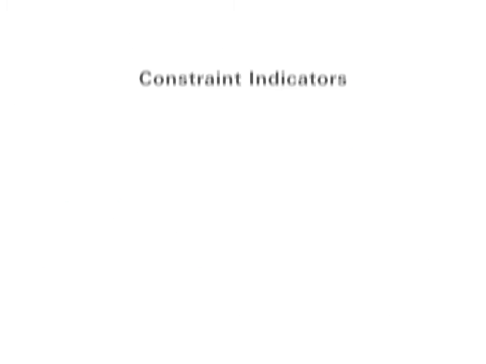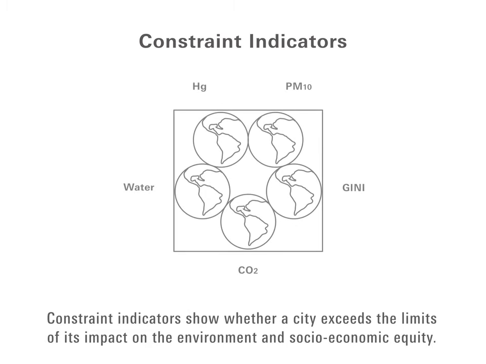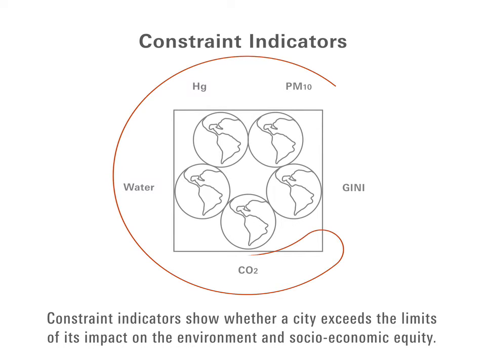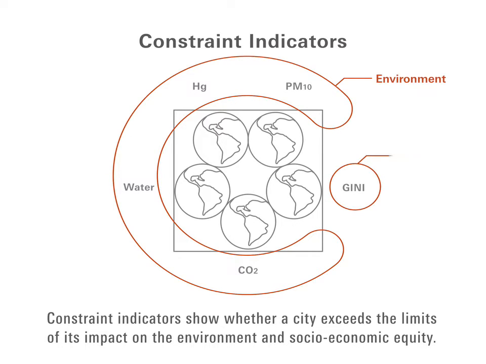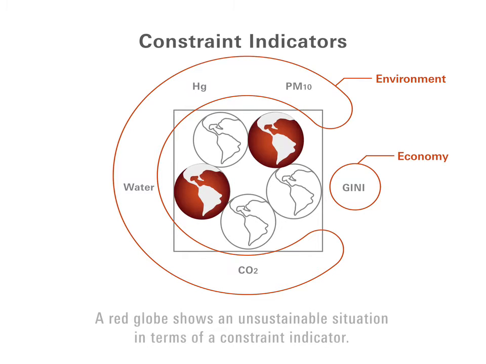Constraint indicators. Constraint indicators show whether a city exceeds the limits of its impact on the environment and social economic equity. A red globe shows an unsustainable situation in terms of a constraint indicator.